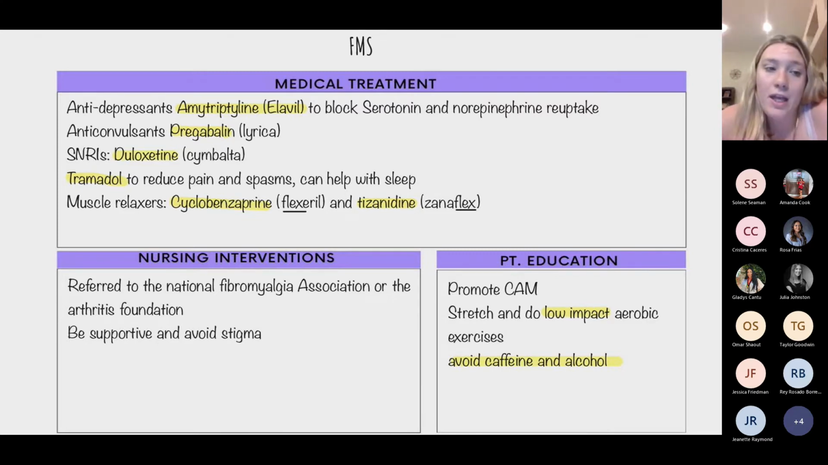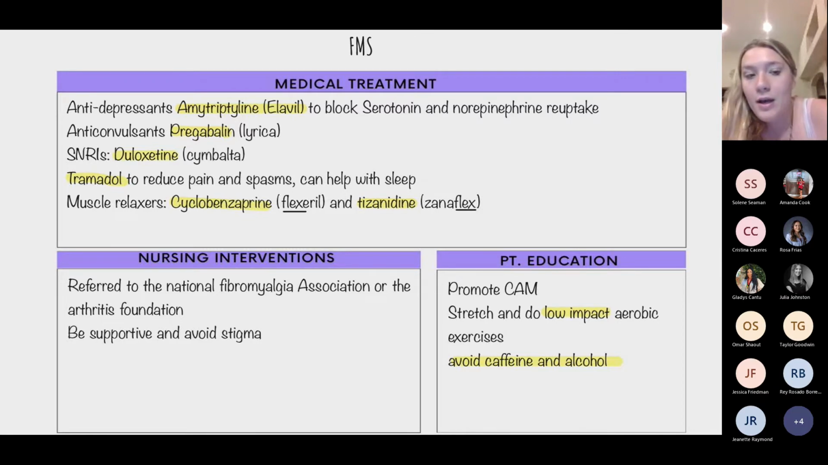Anticonvulsants help this population, specifically pregabalin. Selective norepinephrine reuptake inhibitors, duloxetine works very well. Tramadol helps with pain and promotes sleeping. We also give them muscle relaxers, etc. Just keep in mind, a lot of our treatments are neuro-based.